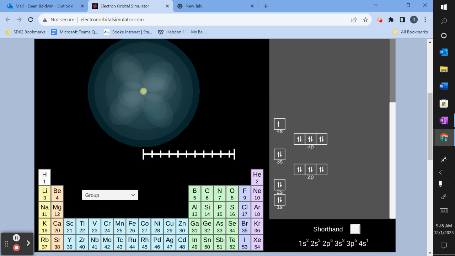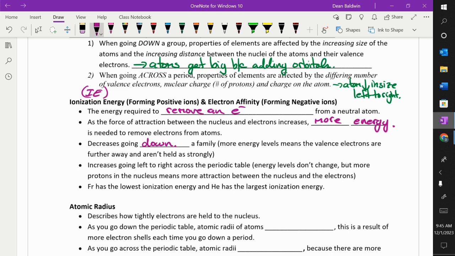So that's why the metals get more reactive with water, and that's what we're going to show on Monday. Cesium and water. So yeah, you can't get cesium. So the ionization energy decreases going down a family. More energy levels means the valence electrons are further away.